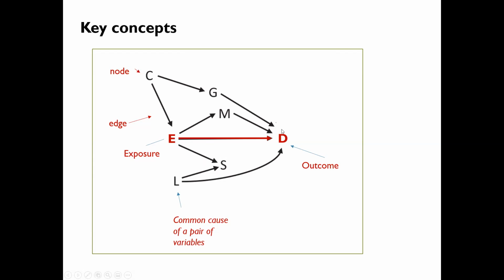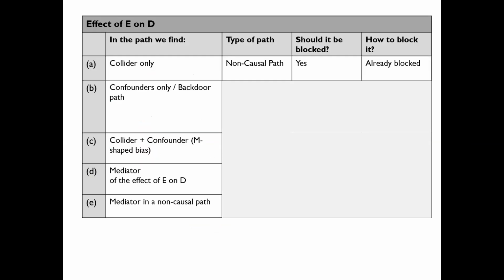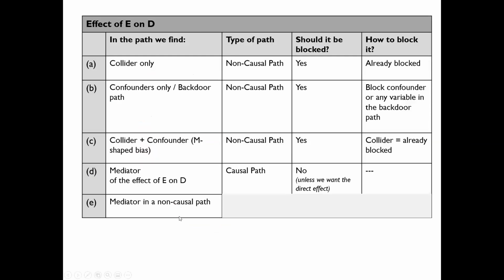Here also E, C, G, D is a non-causal path because we have a confounder C, so I need to block it. But E, M, D is a causal path, and M is the mediator, so I do not need to block it. This is the difference. If we have a mediator in a non-causal path, like G in our case, it's still a non-causal path, and we should block it. We block it depending on whether it's a confounder or a collider. So just to clarify, when we talk about a mediator of the effect of E on D, we're talking about a causal path that should not be blocked.